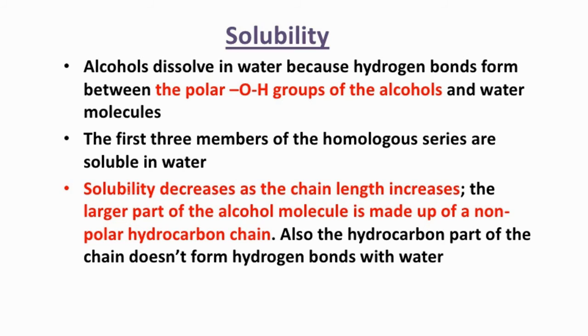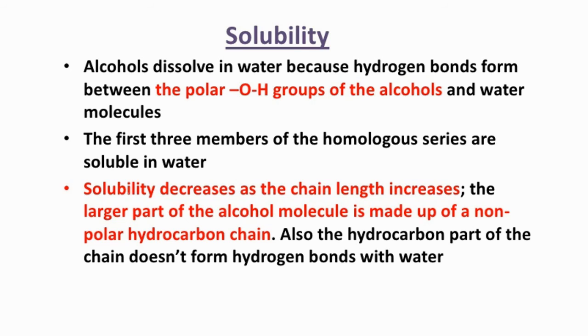Solubility. Alcohols dissolve in water because hydrogen bonds form between the polar OH groups of the alcohols and water molecules. Water is also a polar molecule. Therefore, it can form these hydrogen bonds. The first 3 members of the homologous series are soluble in water. So that would be methane, ethane, and propane. Those are the alkane groups of the homologous series.